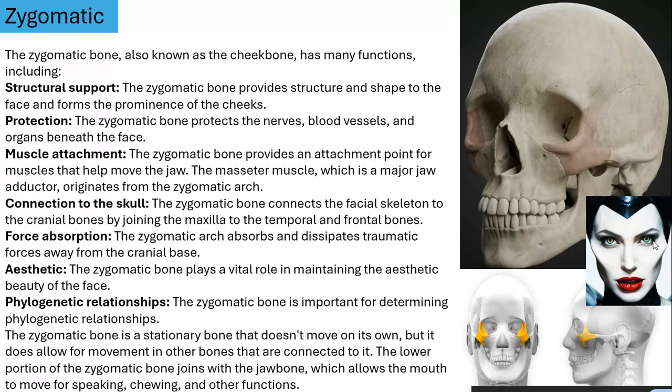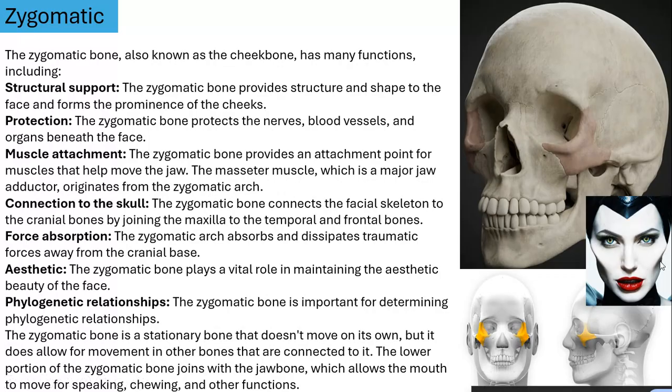The zygomatic bone protects the nerves, blood vessels, and organs beneath the face. It provides an attachment point for muscles that help move the jaw. The masseter muscle, which is a major jaw adductor, originates from the zygomatic arch. So the zygomatic arch is right here.